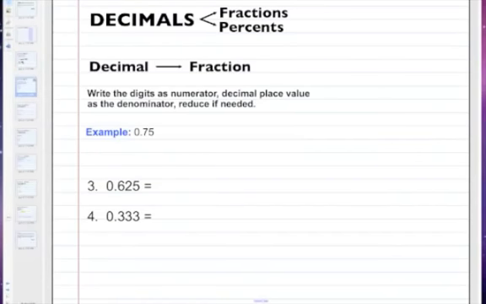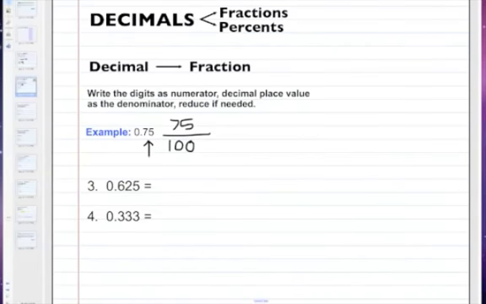Now let's say I want to go from a decimal to a fraction. The steps are this: write down the digits as a numerator, the decimal place value as the denominator, and reduce if needed. For example, if I have 75 hundredths, the first thing I'm going to do is write down the digits as the numerator. The decimal place value will be my denominator, and in 75 hundredths, the last place value I have is hundredths, so that would be my denominator.